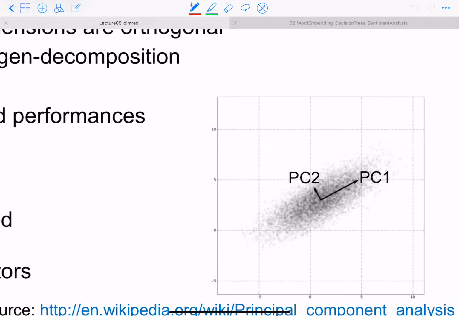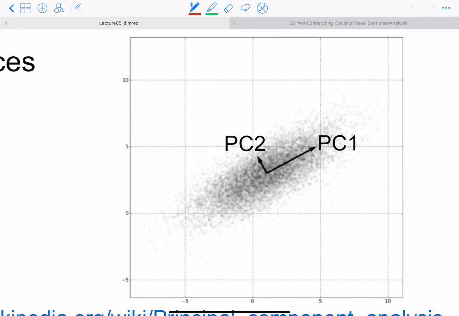So given our two-dimensional data represented in this form, this one is the first major axis, and this one is the second major axis. Eigendecomposition on the covariance matrix of our data will give us these directions. The first direction is aligned with the maximum variance direction, and the second direction is the second largest variance direction of our data. And PCA performs the orthogonal projection.